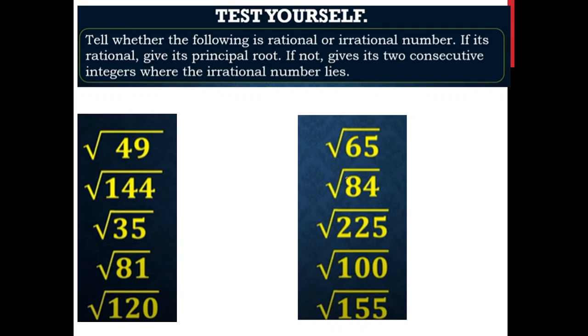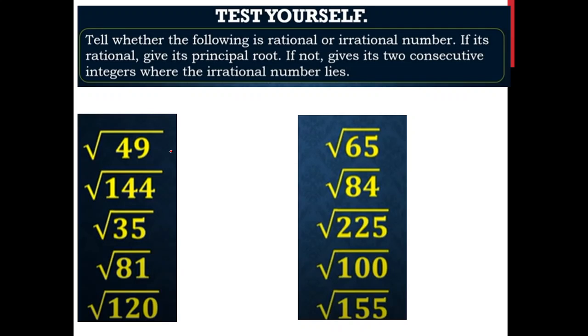Now let's try to have these examples. So tell whether the following is rational or irrational number. If it is rational number, give its principal root. If not, give the two consecutive integers where the irrational number lies. Okay, so let's have here the square root of 49. Is it a perfect square or not?